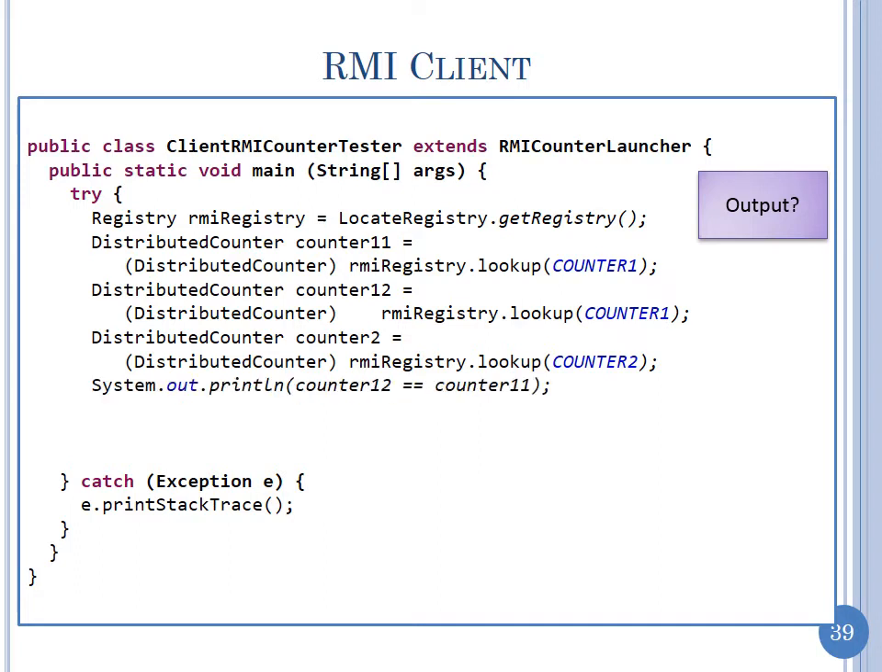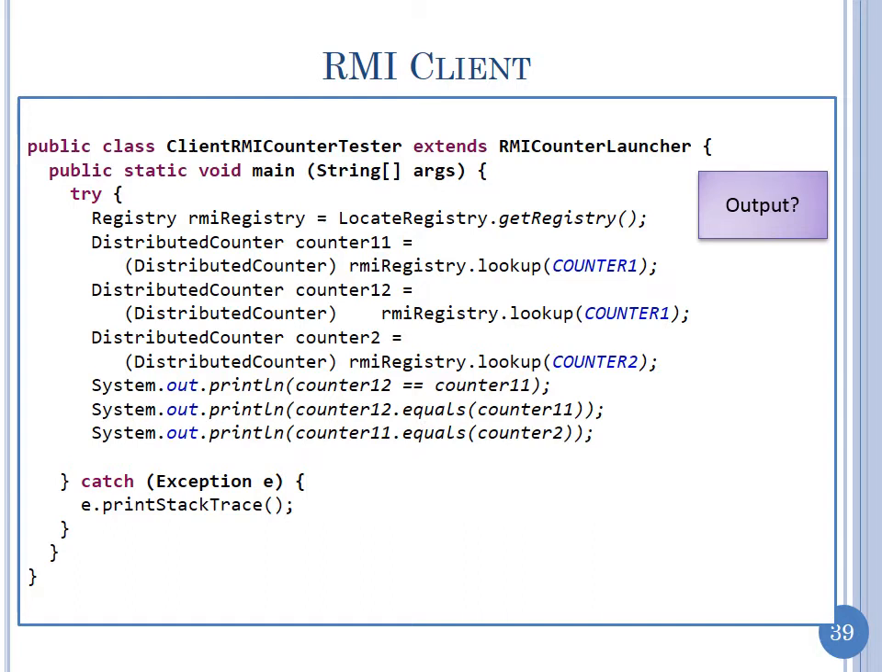So what do you expect to happen here? Is counter 1 2 equal to counter 1 1, you think? They both reference the same object. Is counter 1 1 equal to counter 2? They reference different objects, but they have the same value. They are both themselves equal to each other. And what do we think will happen when we print counter 1 2? Are we going to get the toString method of distributed counter invoked? Okay, I've answered some of these questions previously, but some of them I haven't. So think about this now.